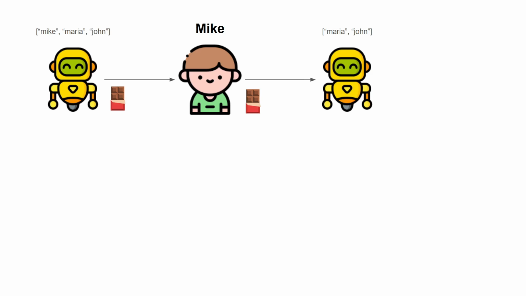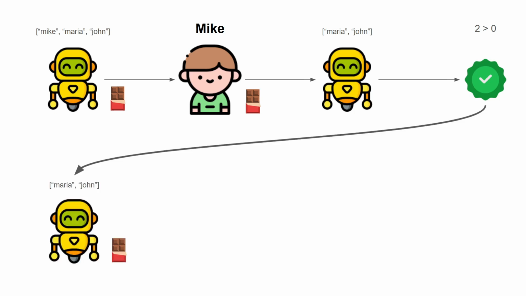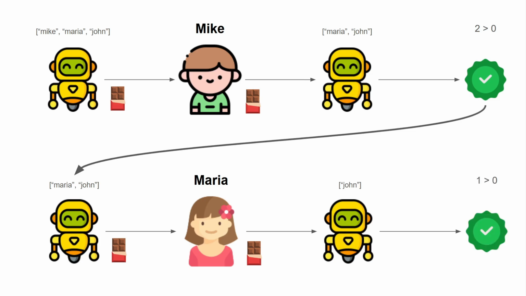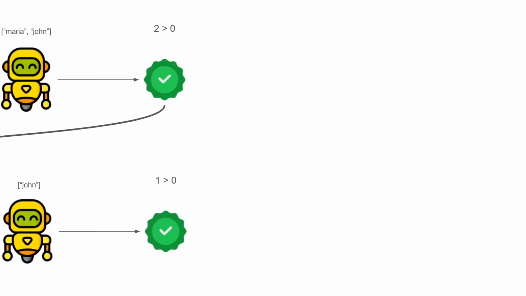Now, once we have done the operation, which is giving Mike his chocolate bar, we need to check if the condition is approved. If it is, we can do another loop. What is the condition? The number of kids in the list is greater than 0. How many kids do we have? We have only 2 left, and 2 is greater than 0. Approved. Let's do another loop. Here we have the 2 children. Maria is the first one on the list, so let's give her the chocolate bar. Now how many do we have? Only John, which is 1, and 1 is greater than 0. Approved. Let's do the last one.